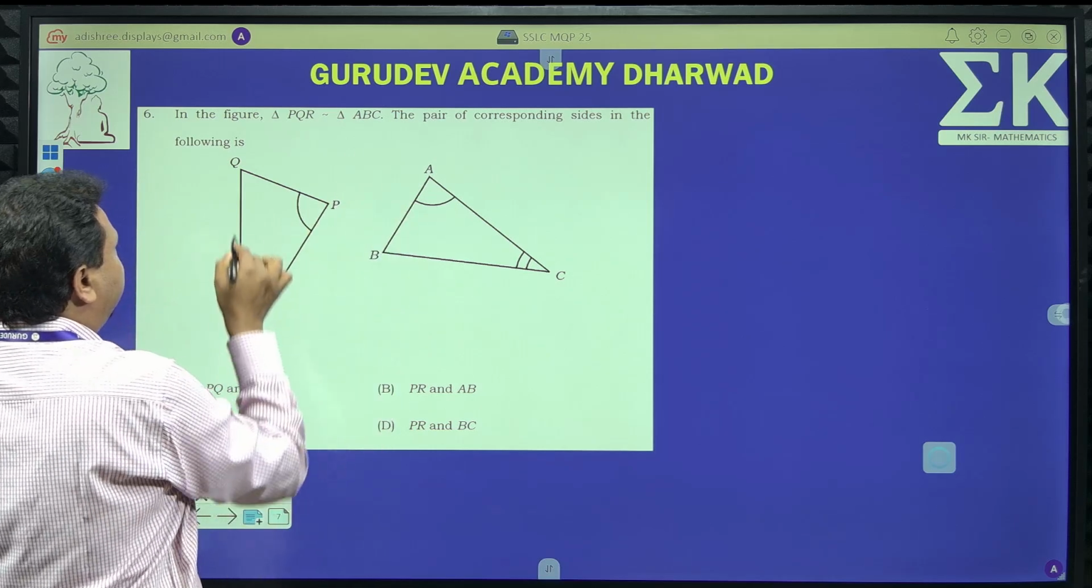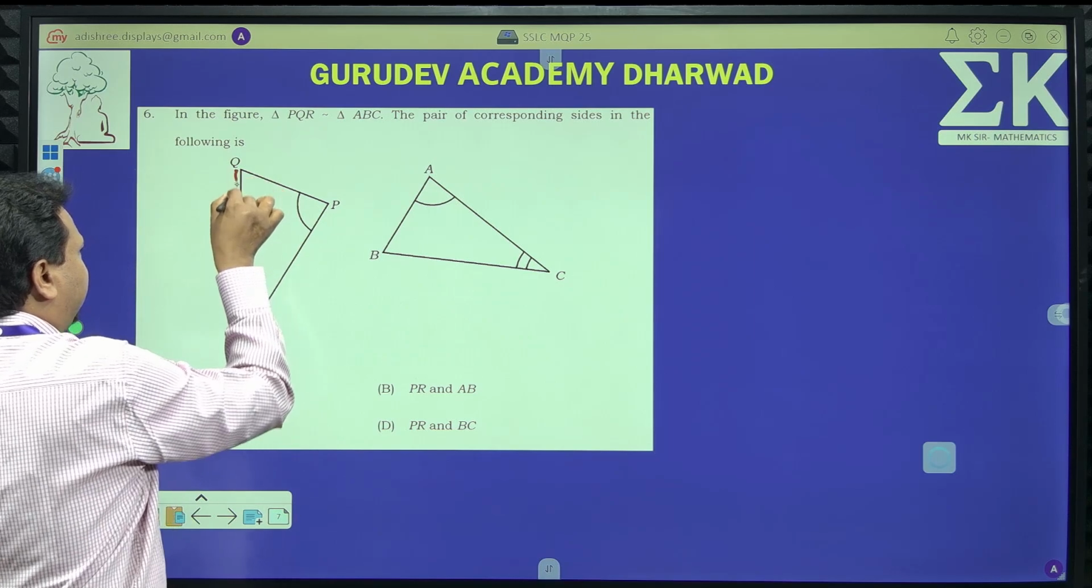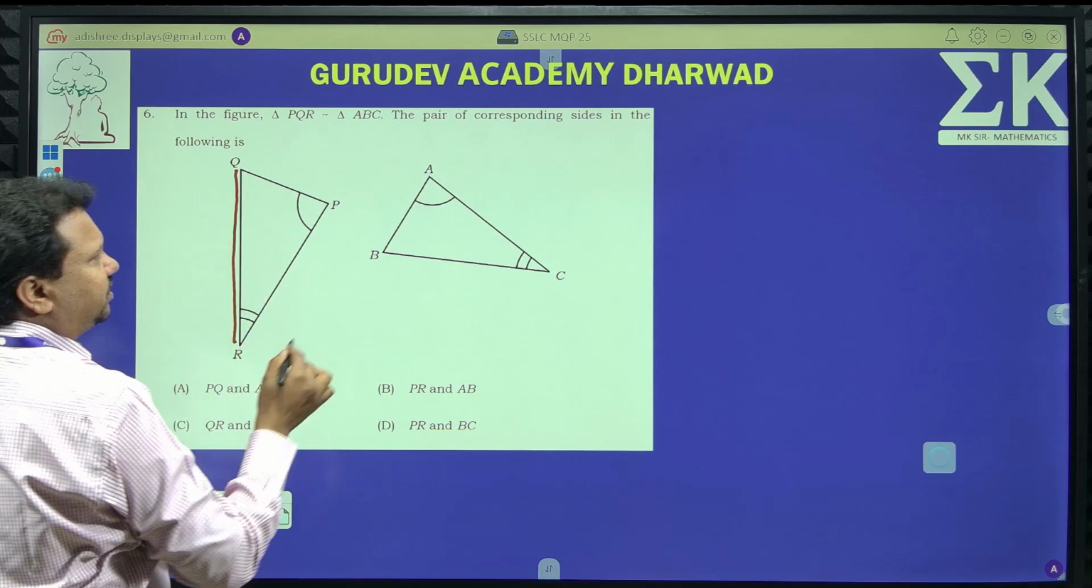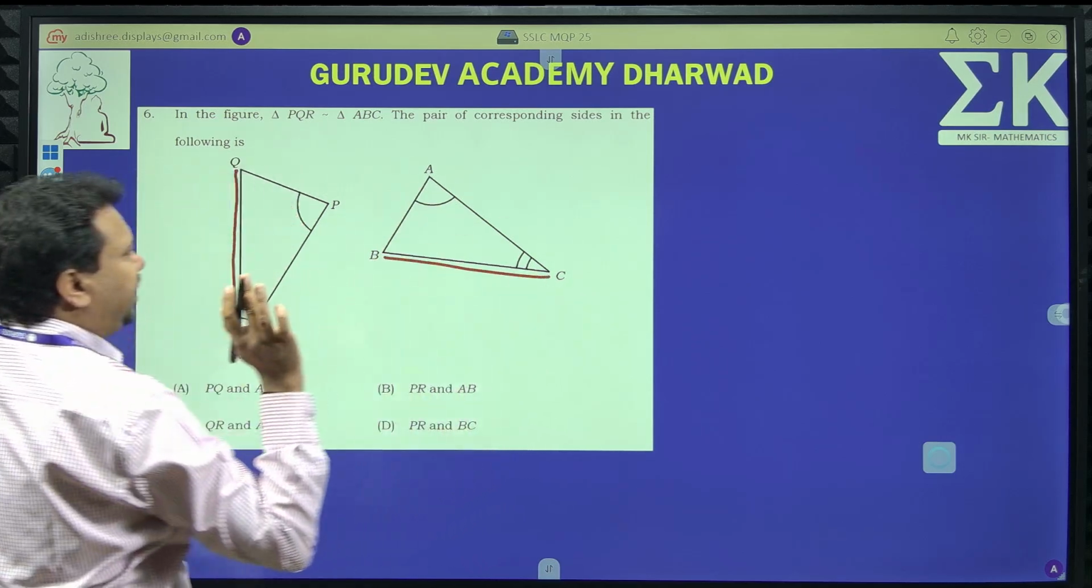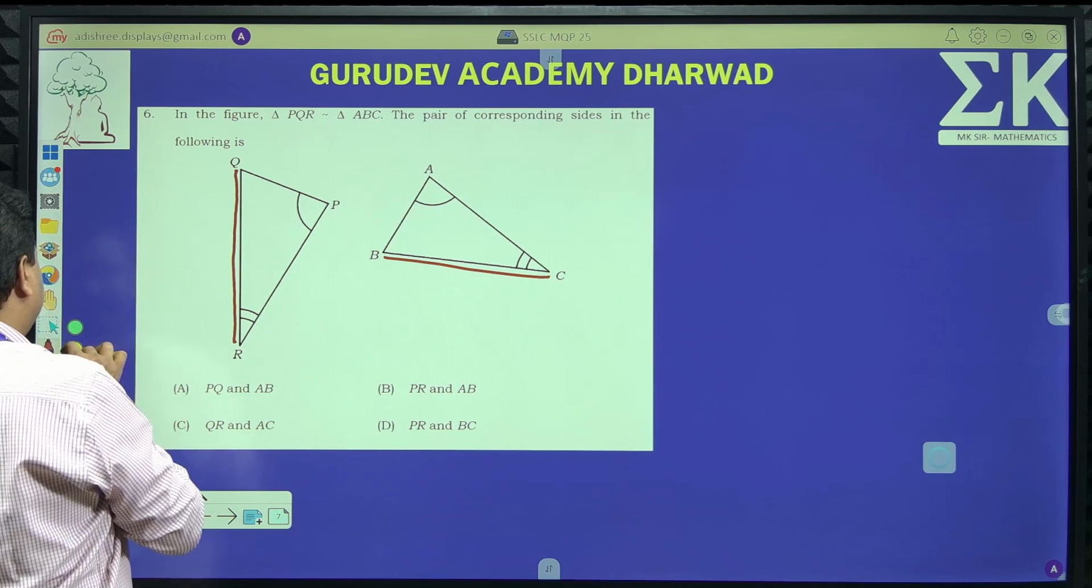The side opposite to P, see, is QR, right? I will take QR. I am taking the same color. The side opposite to A is BC. See, right? Their ratio is the same. Their ratio is the same as, I'll go for another one.